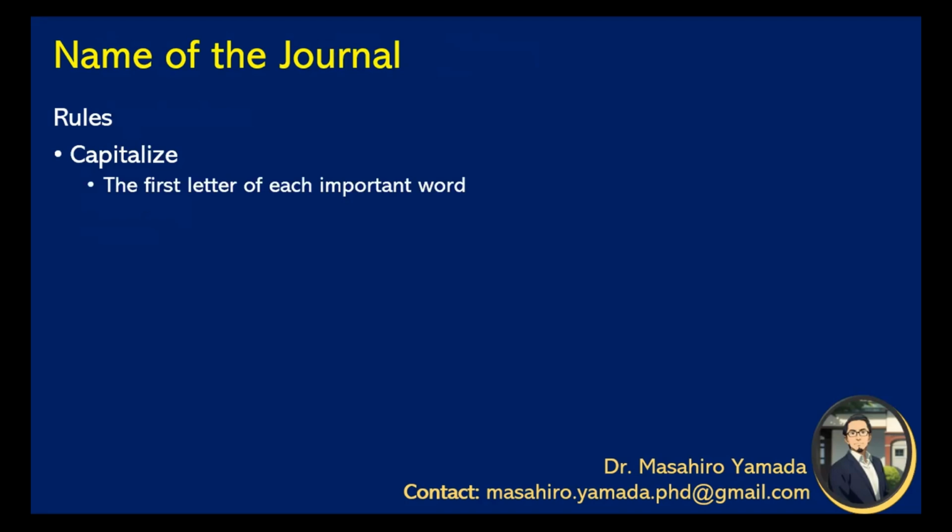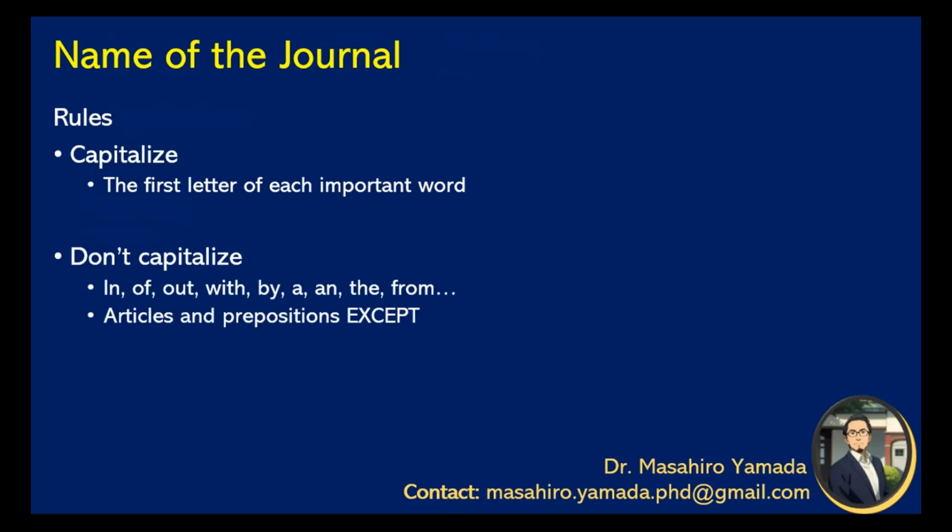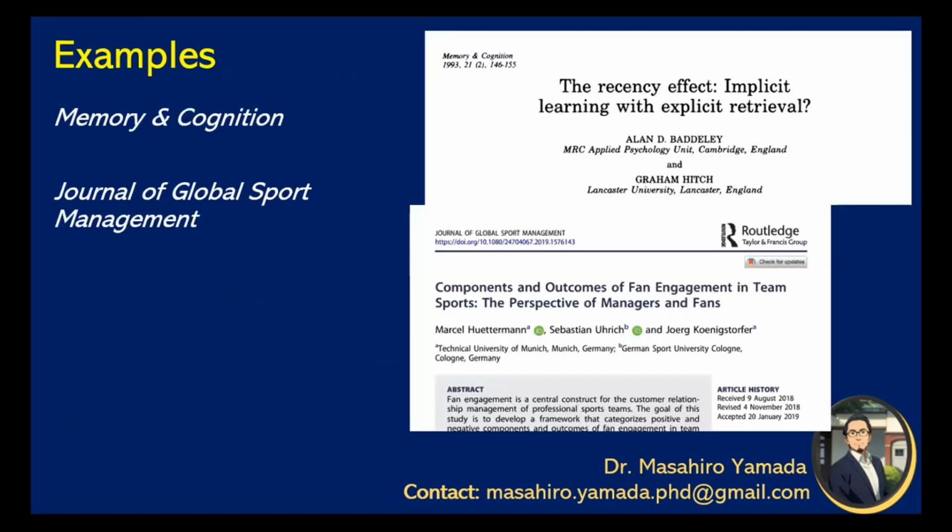You capitalize the name of the journal for the first letter of each important word. What it means is you do not capitalize articles and prepositions, except that they come at the beginning of the sentence. So if the title starts with an "in" or "with" or "the," then of course you capitalize those. But if they come in the middle of the journal name, then you do not capitalize these words. And also the name of the journal must be italicized.